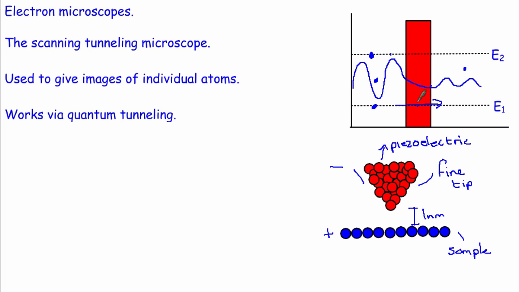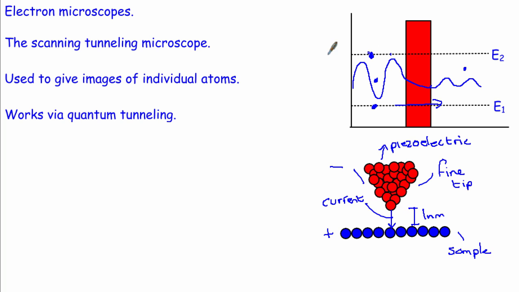For one particular electron, the probability of this happening is actually fairly small. But if you load up your tip with lots of electrons by making it negative, then even though the probability is very small, there is a chance that they can move across. They tunnel across this gap, because there's a gap and they shouldn't be able to get across. And so you create a very small current between the tip and the sample because of this quantum tunneling effect.